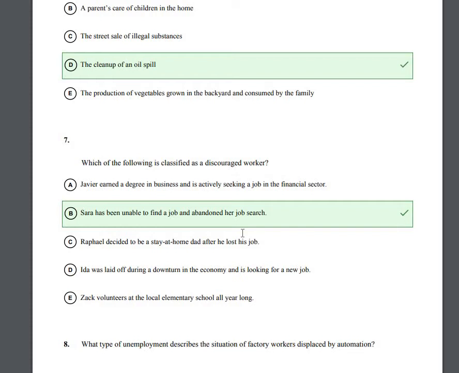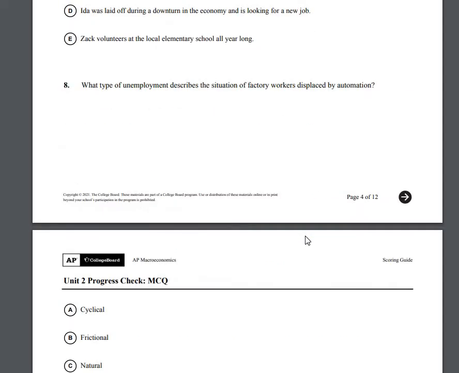All right. 7, which of the following is classified as a discouraged worker? So this is someone who, it's B, Sarah. She's been unable to find a job, and she abandoned her job search. Okay, so that is the key. She abandoned it. She's discouraged now. She gave up looking for work.